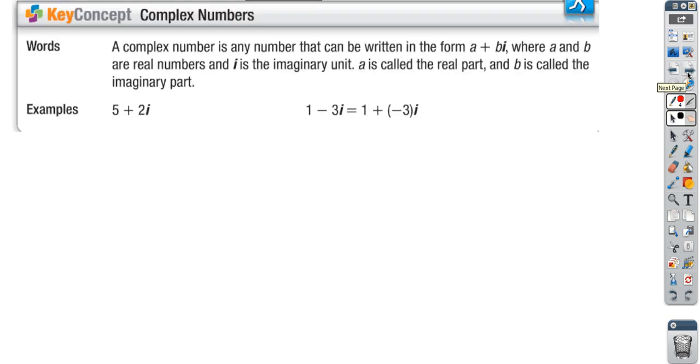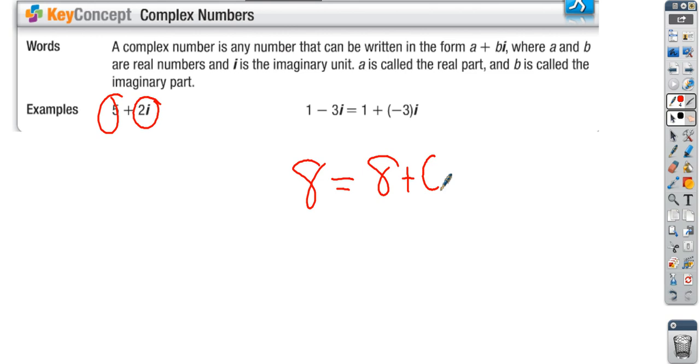Okay, what is a complex number? Complex doesn't mean complicated, it means a combination. It means a combination of a real part, like 5 for example, and an imaginary part like 2i. So every number actually is a complex number. The number 8 can be written, it would be strange to write it this way, but you can write it as 8 plus 0i. There's no imaginary part.